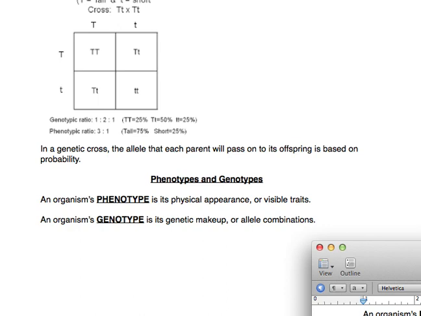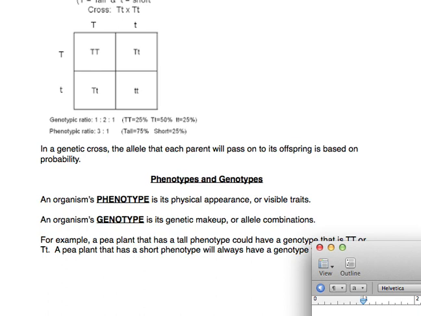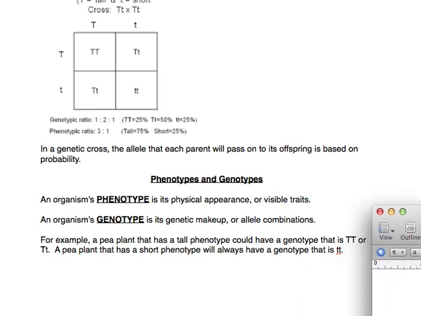And to really make this clear, I'm going to write this down here. For example, a pea plant that has a tall phenotype could have a genotype that is big T big T or big T small t. A pea plant that has a short phenotype will always have a genotype that is little t little t. And that goes for any time a recessive trait is showing: if an organism is showing the recessive phenotype, it means that their genotype is 2 of the recessive alleles.